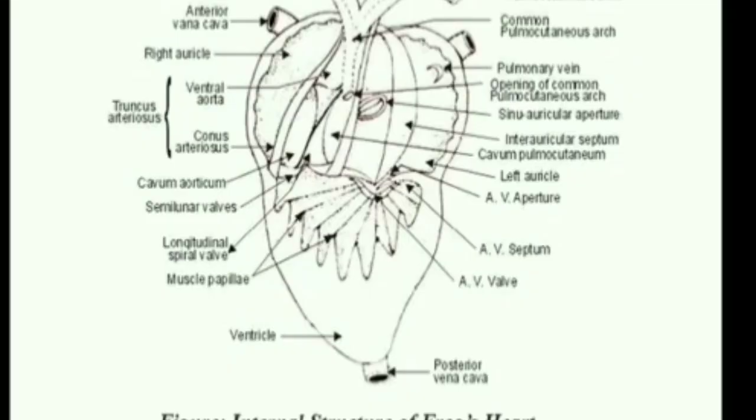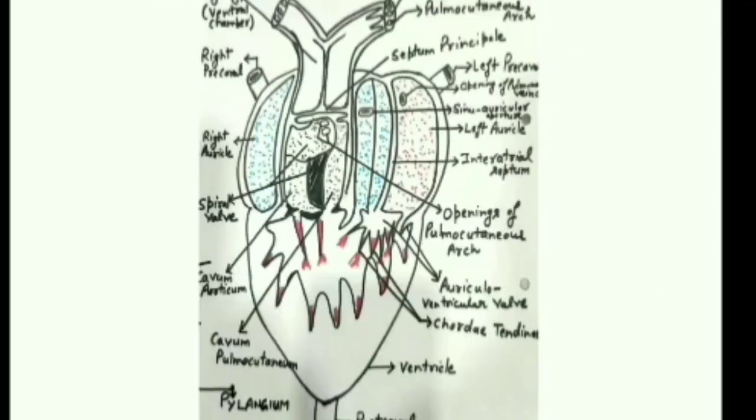Now let's move to detailed idea. This is the internal structure of the frog heart. One more view is there, a simplified diagram showing you the internal structure of the frog heart. I told you there are three true chambers, two auricles and one ventricle. So let me tell you, auricles form the upper part of the heart. I told you they form the anterior half of the heart.